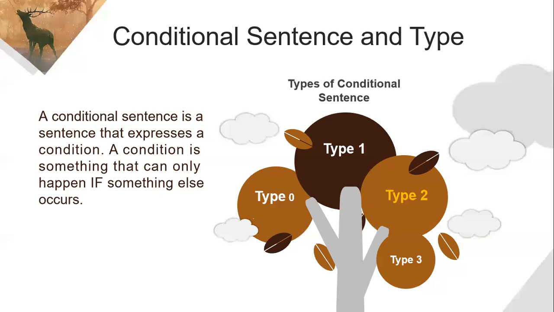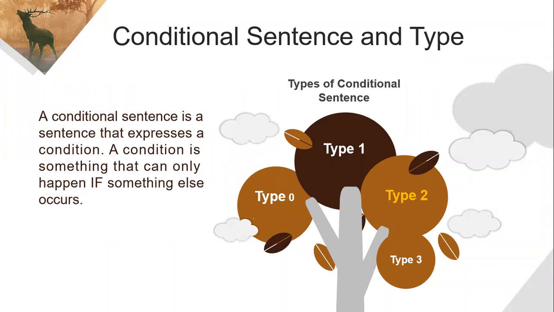Okay, so talking about conditional sentence and the types. There are some types of conditional sentence, starting from type 0, type 1, type 2, and type 3. I believe you studied type 0 and type 1. So today's lesson is type 2, and later on, next week will be type 3. Okay, let's talk about conditional sentence.